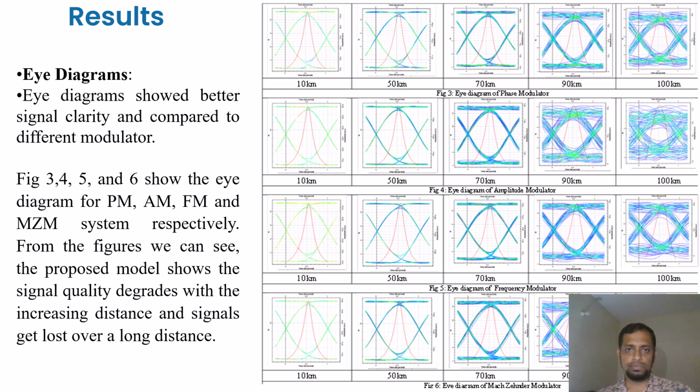Initially we used 10 kilometers. In that case, the signal was very good. The eye diagram is quite impressive, without noise. When we increase the distance to 50, 70, 90, around 100 kilometers, you can see the eye diagram is quite messy, and with the increase of the distance, the eye diagram also degrades in quality.